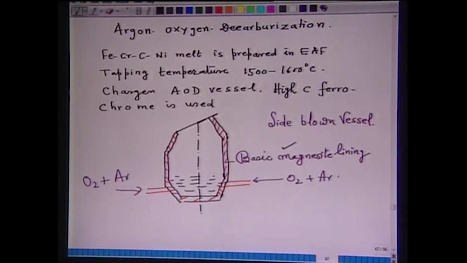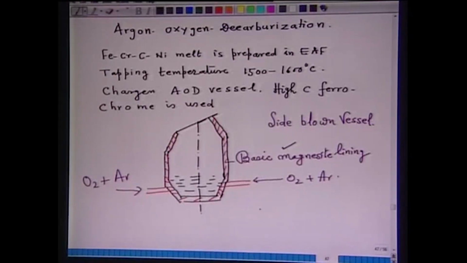The important point in this AOD vessel is that these vessels are side blown. On the side of the converter, 4 to 6 or 8 tuyeres are arranged, and a mixture of oxygen plus argon is blown into the vessel. For those heats which can tolerate nitrogen, a mixture of oxygen and nitrogen can also be blown. But for those heats which cannot tolerate nitrogen content in the steel, you have to blow argon in order to reduce the partial pressure of carbon monoxide. So, how is this done? The iron, chromium, carbon, nickel melt from the electric furnace is transferred to the AOD vessel, high carbon ferrochrome is added, and the blow begins with the blowing of argon and oxygen mixture.